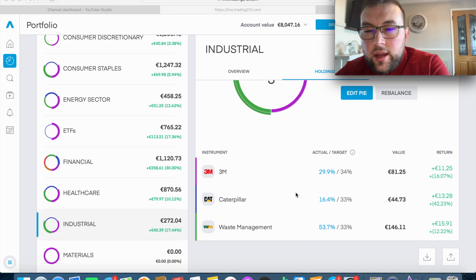The 3 holdings are 3M up 16%, Caterpillar is up an impressive 42%, which again at the start of investing was hovering around the 1% plus or minus mark. So it's kind of interesting to see how it's jumped so much over the last few months. And Waste Management is currently up 12.2%.